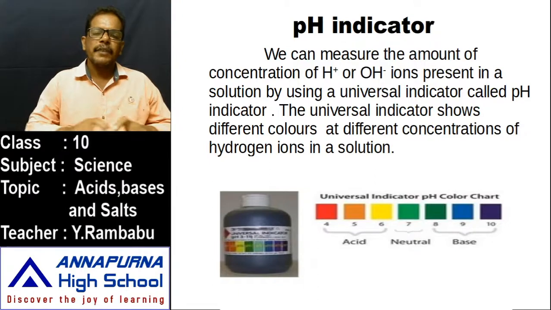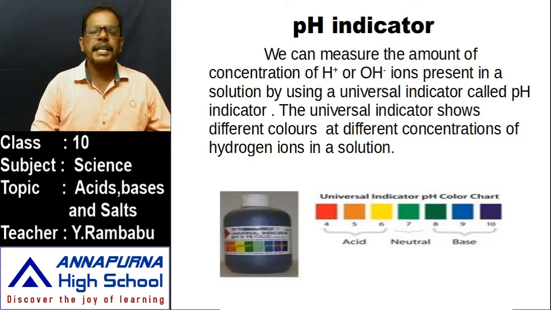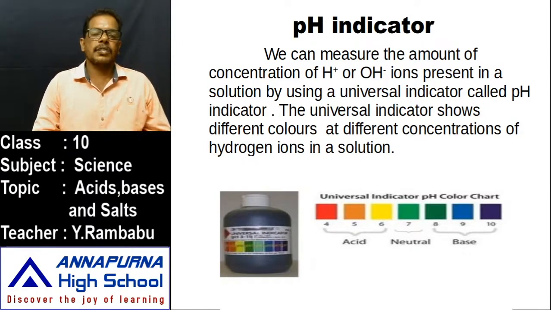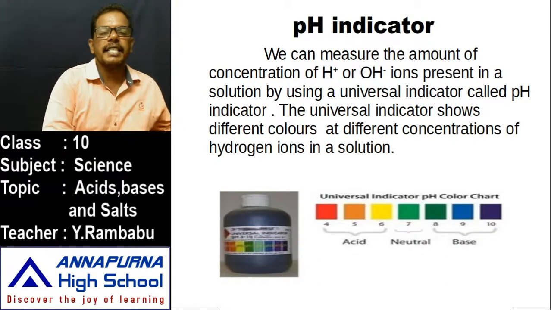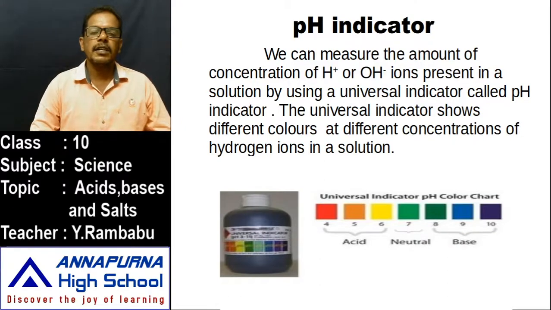Like that, at 14 numbers, 14 different colors with different intensities are there, what we call a pH color chart. By using this pH indicator and pH color chart, we can easily express the strength of an acid or base. That means, which is a strong base, which is a weak base, which is a strong acid, which is a weak acid, and which substance is a neutral substance. Like that we express the strength of an acid or base by using these indicators.